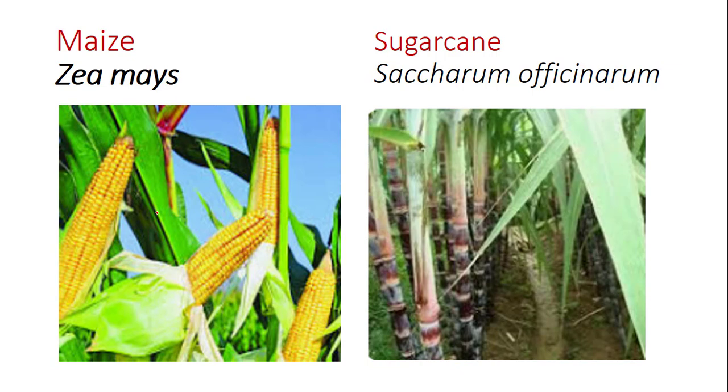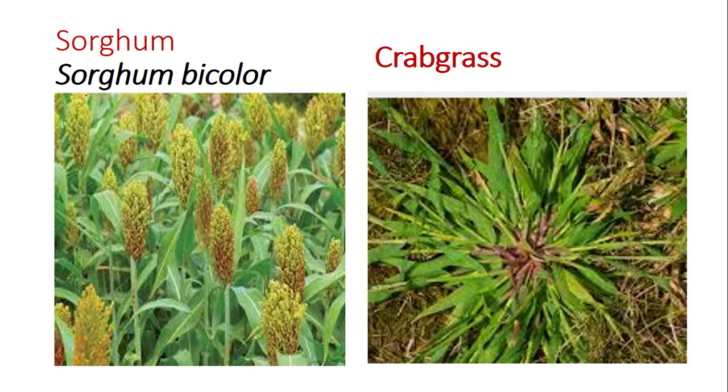Example of C4 plants. First example is maize. Its scientific name is Zea mays. Next example is sugarcane. Its scientific name is Saccharum officinarum. Next, sorghum. Its scientific name is Sorghum bicolor. This is crabgrass.